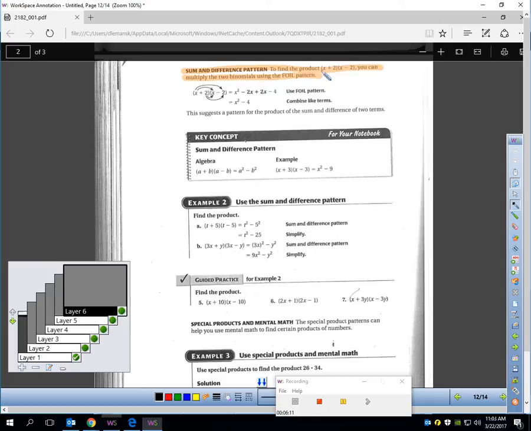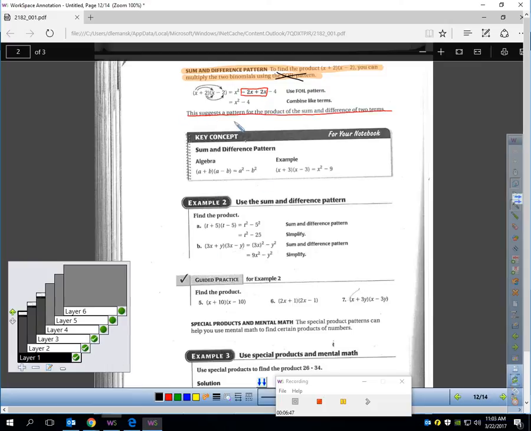To find the product of x plus 2 times x minus 2, you can multiply the two binomials, and I'm just going to write here, double distribute. So let's double distribute. X times x is x squared. X times negative 2 is negative 2x. 2 times x is positive 2x, and 2 times negative 2 is negative 4. And you notice in the middle, when you do that, the middle terms cancel. Negative 2x plus 2x cancels out. You're left with x squared minus 4.